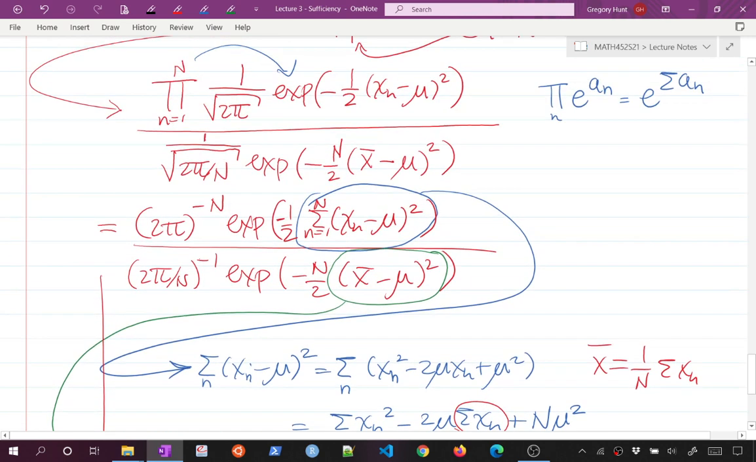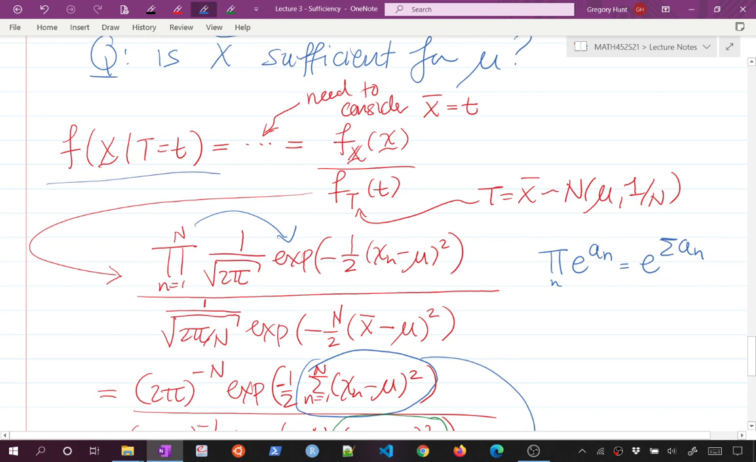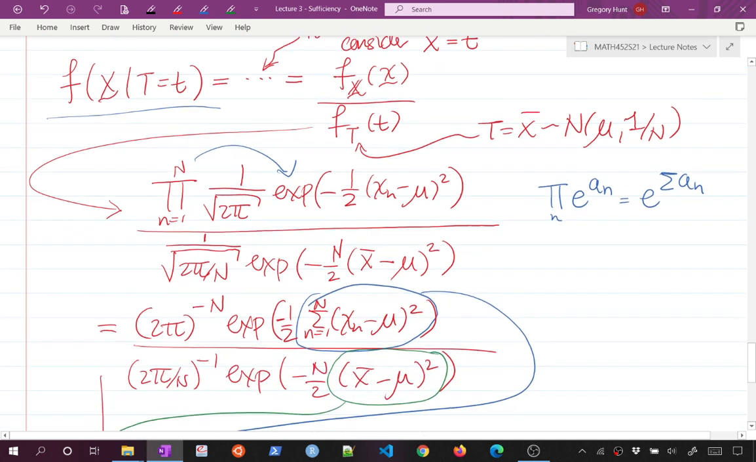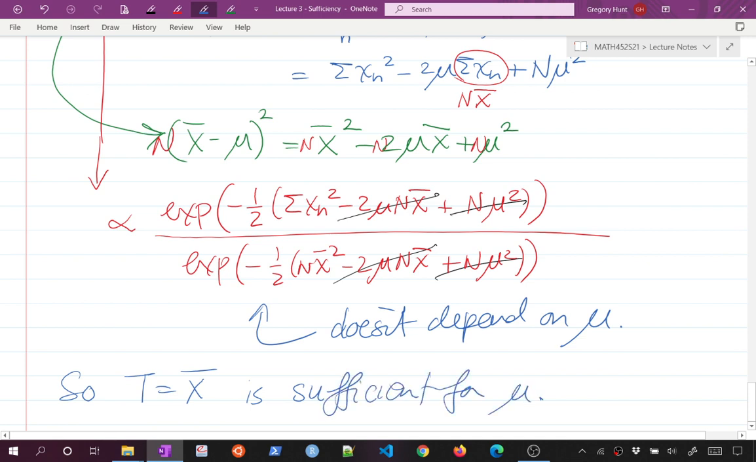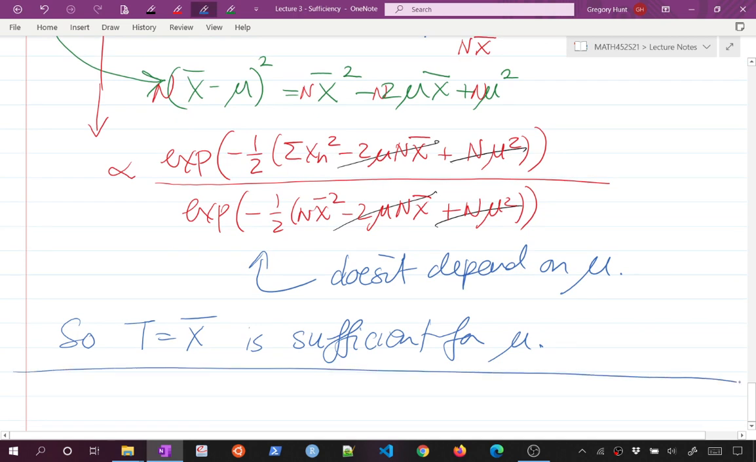So let's go back up to whatever the whole point of this thing was, right? We're looking at a conditional distribution. If I take x, I condition on t. What do I get? I go through some calculations, I do a little bit of algebra, and I can show that the ultimate thing doesn't depend on mu. This says that t, which in our case was x bar, is sufficient for mu. And that's reassuring, because we use x bar to calculate the mean, in particular for normal data. And it's good that it contains all the information about mu that is possibly there.